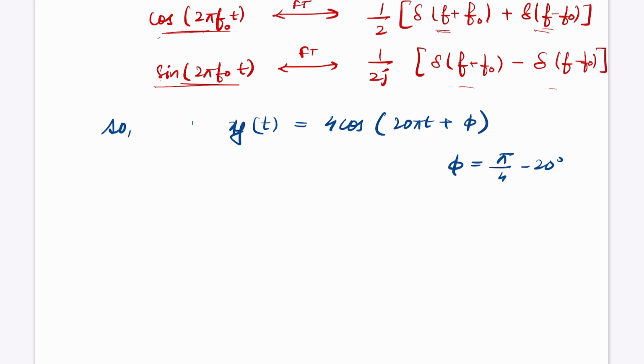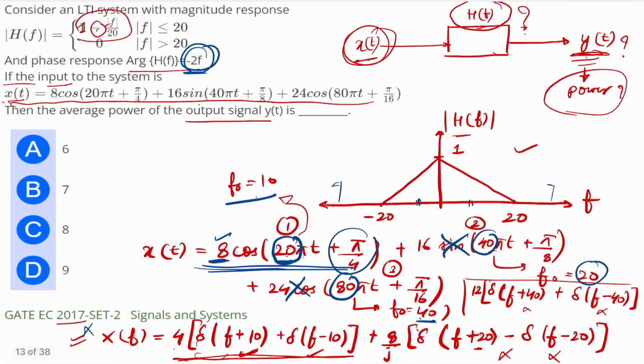Now, phase is not at all important because we have to find out the power. Power is always dependent on the magnitude. So power of any sine and cosine signal is equal to amplitude square by 2. So power is 4 square by 2, which comes out to be 8 watt. So this is your final answer. It was very easy.